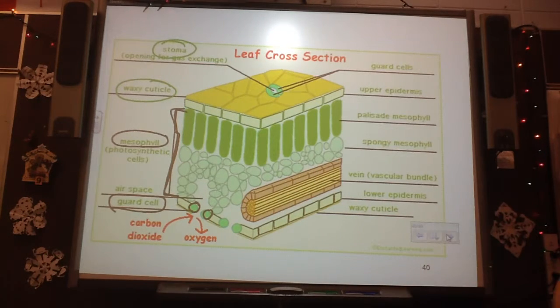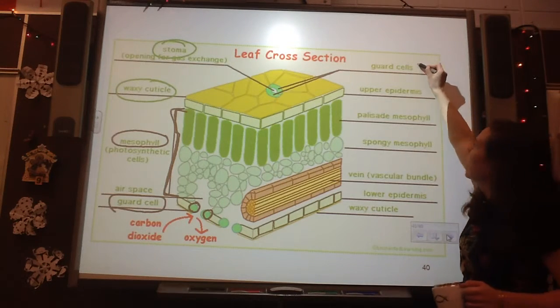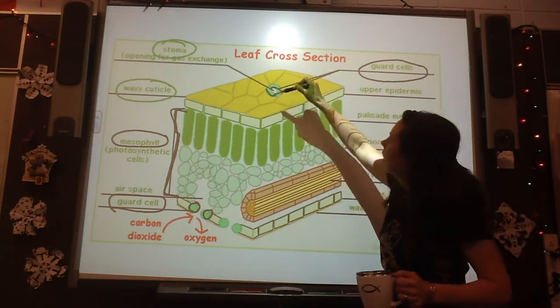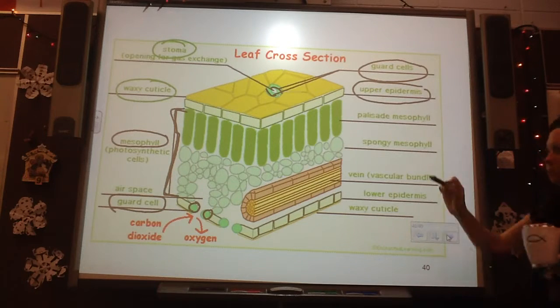So are we good for the left-hand side? Okay, so now let's start at the top of this side. We've got our guard cells around our stoma here. And then we have an upper epidermis.